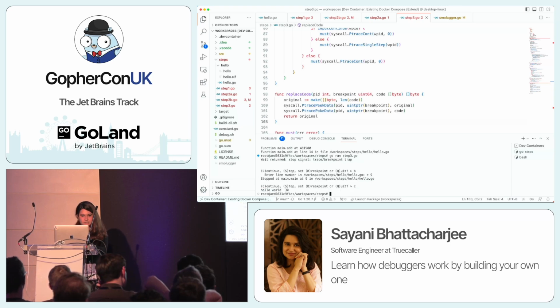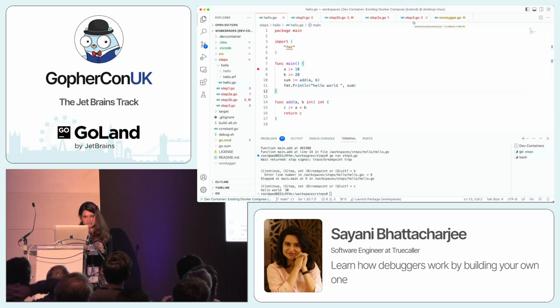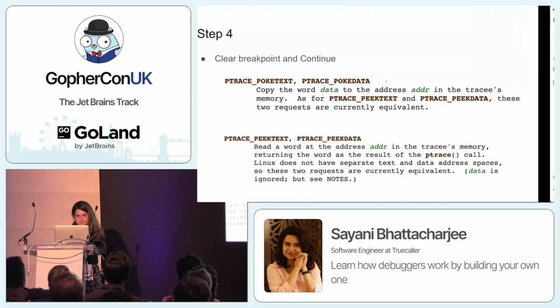So if we do a continue, perfect. So it has printed hello world, and it has gracefully exited. So now we are able to set a breakpoint at any line, and we are able to continue the process till the end of the line.